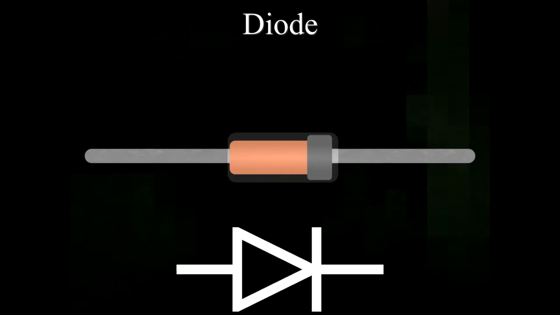But before I can get to LEDs, I need to explain what diodes are, and that's specifically what this video is about. I'm going to explain what a diode is. So without further ado, let's get right into it. So what is a diode?